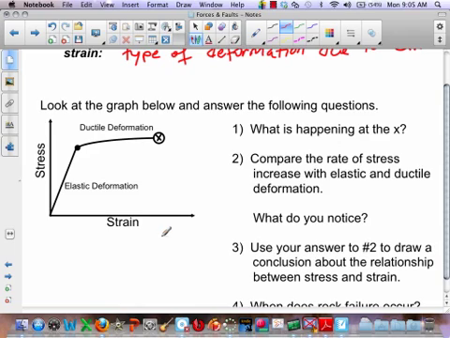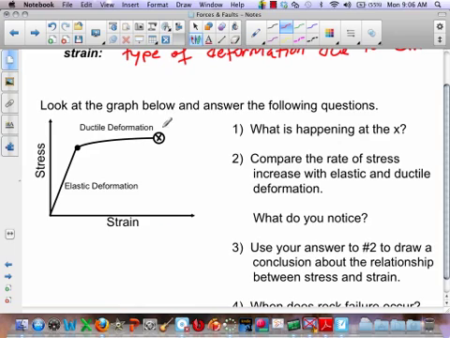Okay, so elastic means once that stress is done or after it's been applied, that object will snap right back into place. With ductile, we've stretched it, or basically applied so much stress that it no longer will go back to its original position. That's what the two mean. So elastic, it'll go back to its original shape. Ductile, it's permanently deformed. It's never going back.